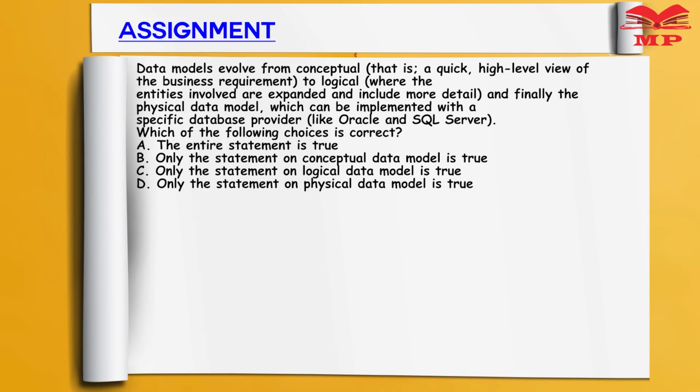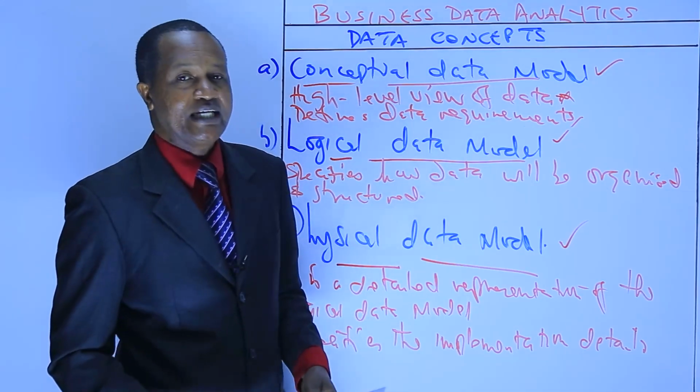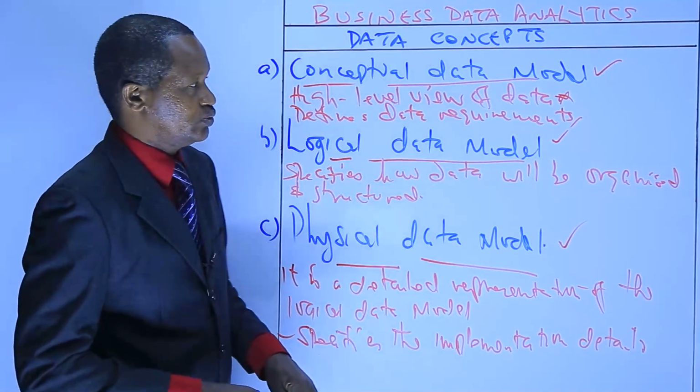The question goes on to read, which of the following choices is correct? A, the entire statement is true. B, only the statement on conceptual data model is true. C, only the statement on logical data model is true. D, only the statement on physical data model is true. And candidates, your answer is as good as mine, that the entire statement is true.